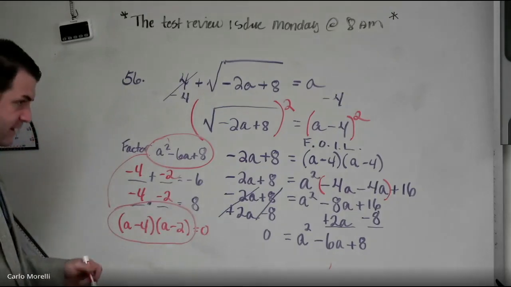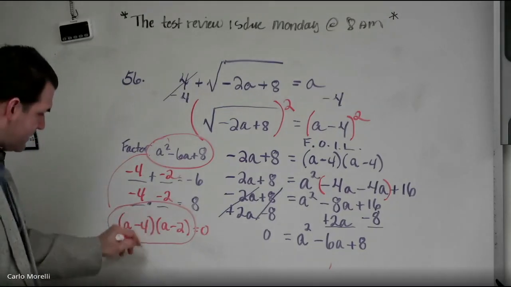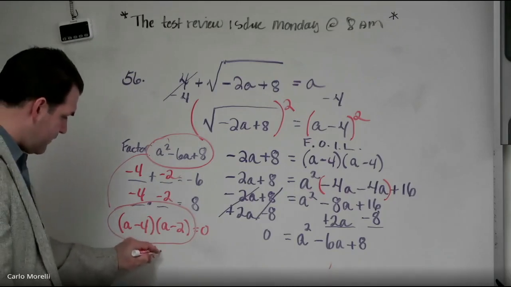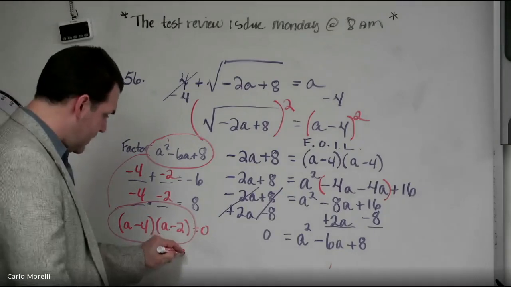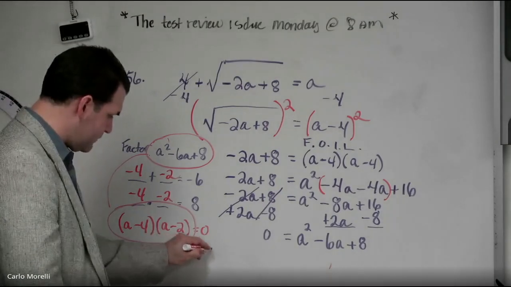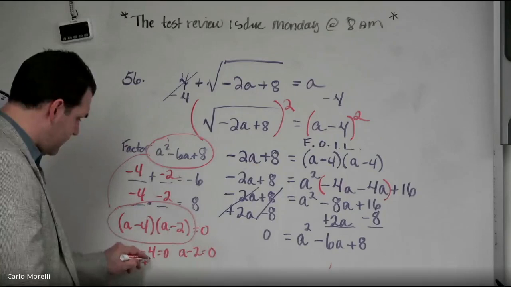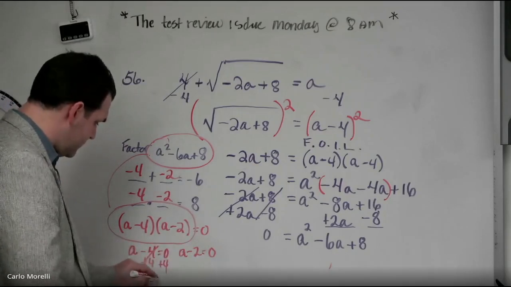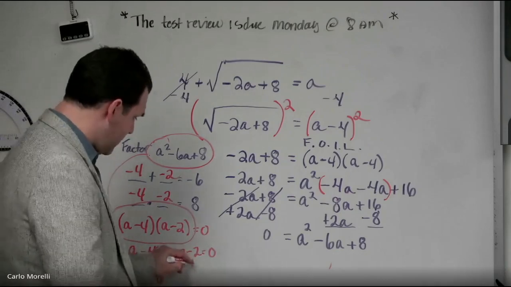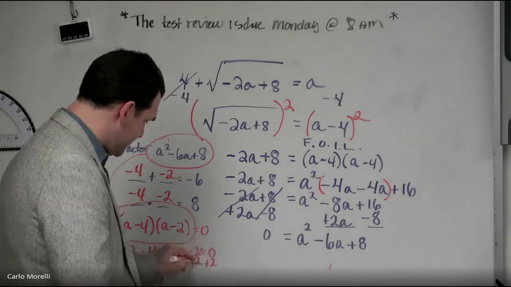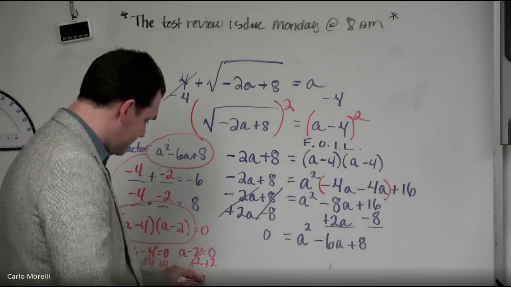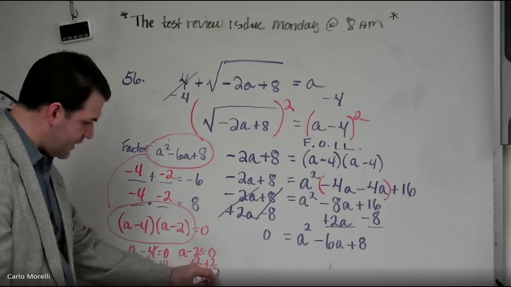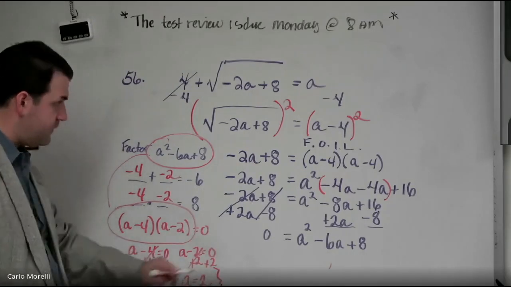Now our final step is to set each one of these factors equal to 0 and solve for the variable. So a minus 4 equals 0, a minus 2 equals 0. Add 4 on both sides. A equals 4. Add 2 on both sides. A equals 2. So we have two solutions that are possible. We still have to check them, but we have 4 and 2, okay?